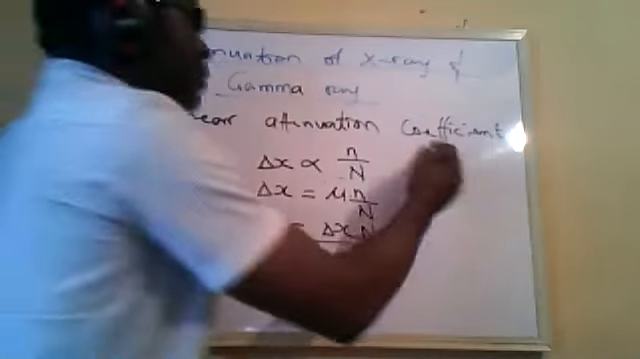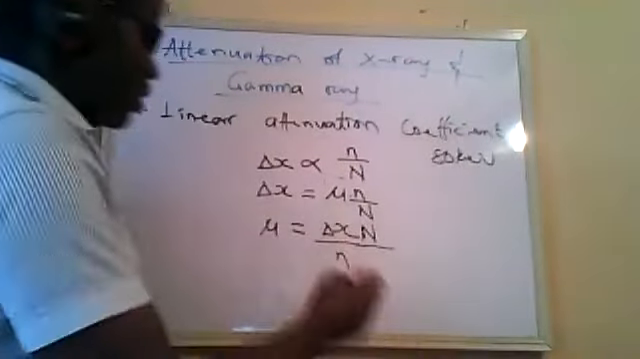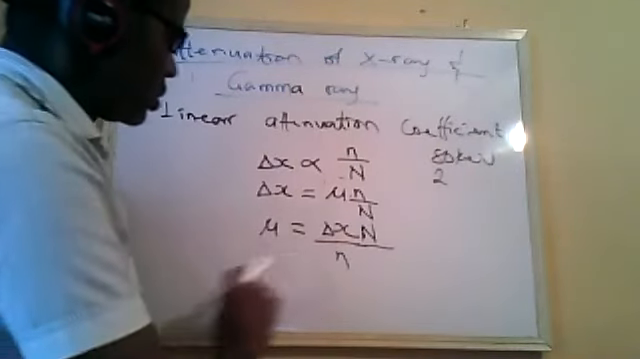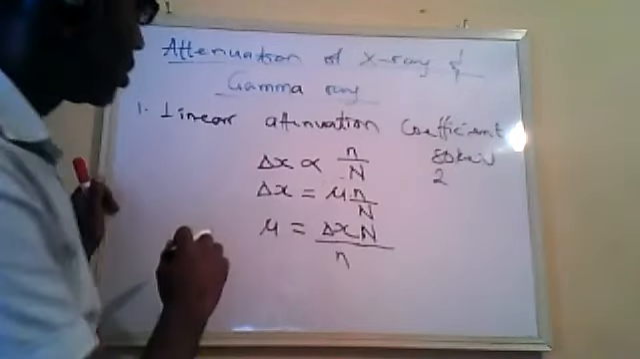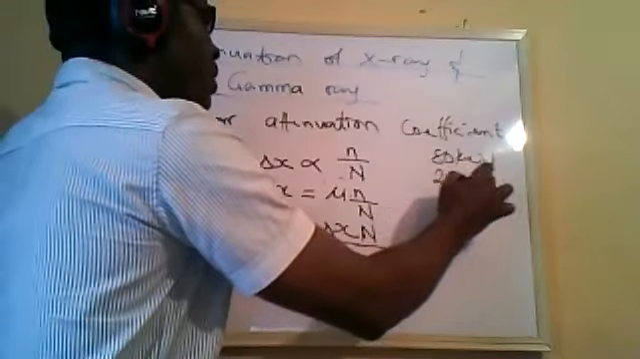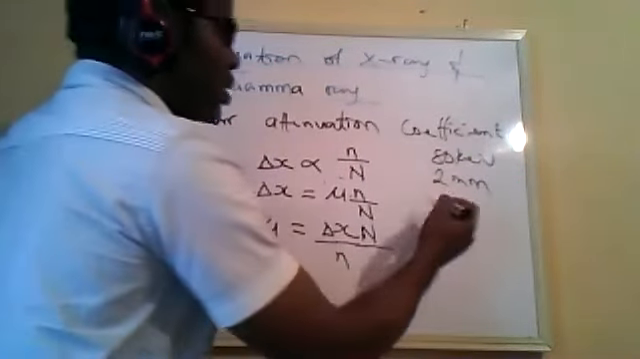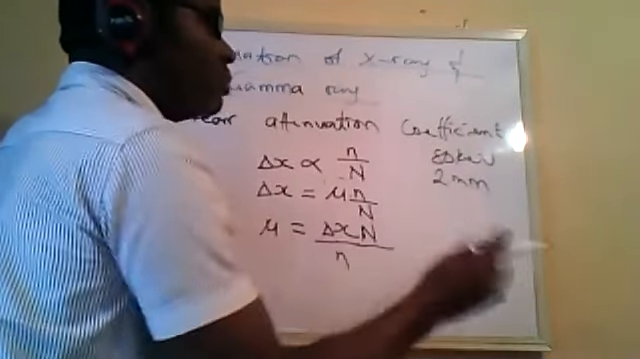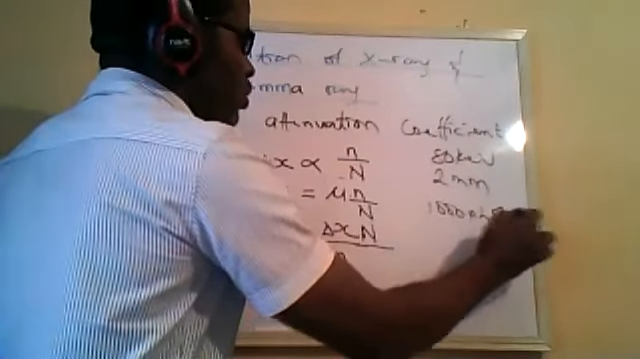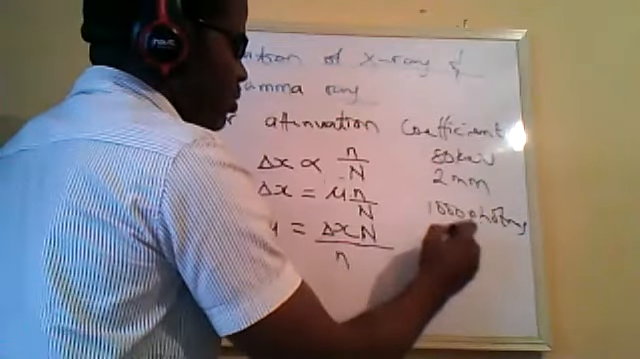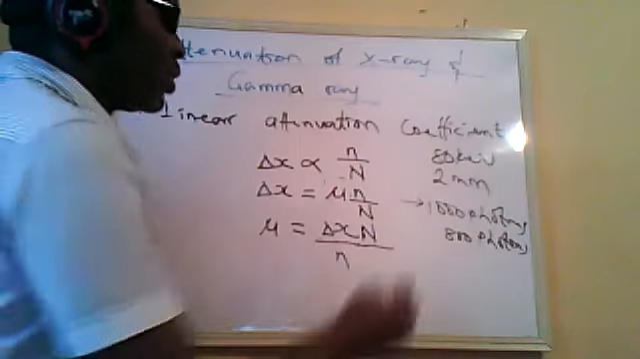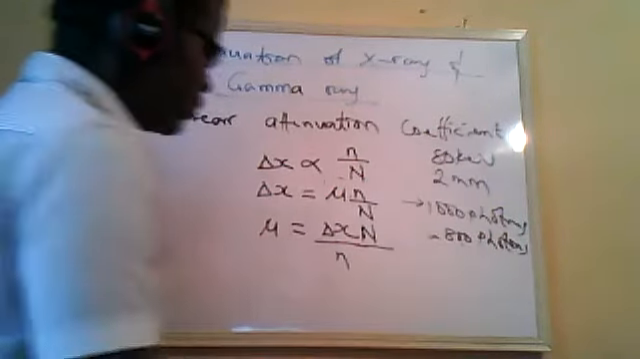So we have, for example, a particular energy, maybe 80 keV. We're looking at a 2 millimeter thickness that will reduce maybe 1,000 photons to maybe 800 photons. This is the original amount of photons, and this is the remaining amount. So it means 200 photons have been removed.